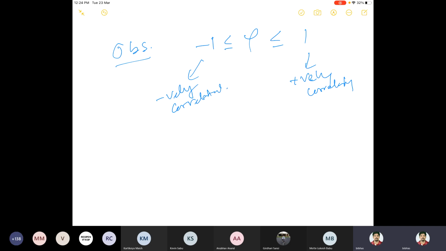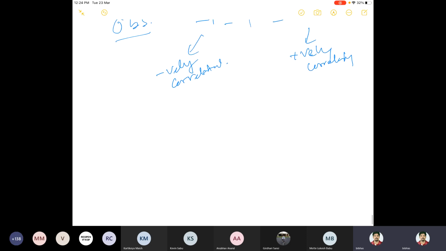We'll use this constant when we talk about the bivariate normal distribution. But for the time being, just keep in mind that there is a measure which tells how this pair of random variables x and y are correlated, whether positively or negatively.